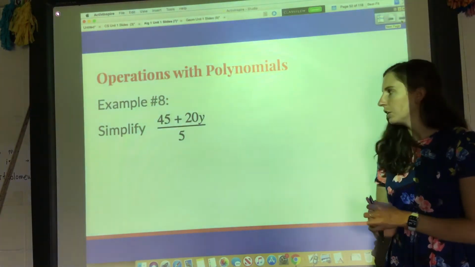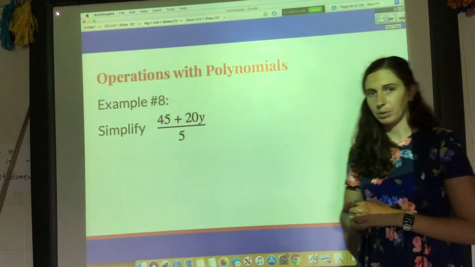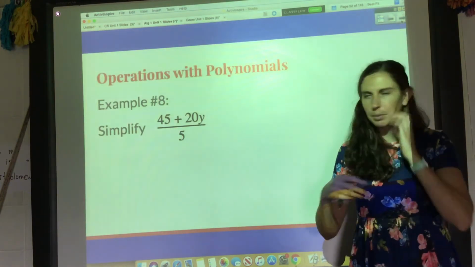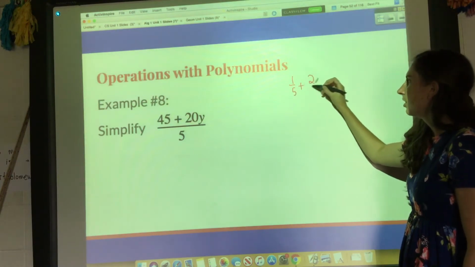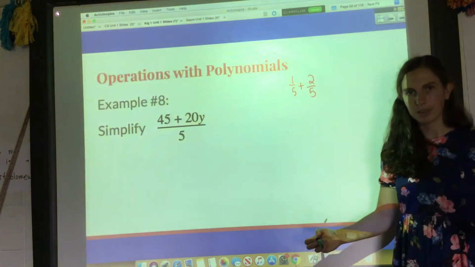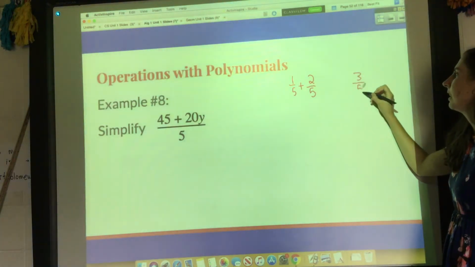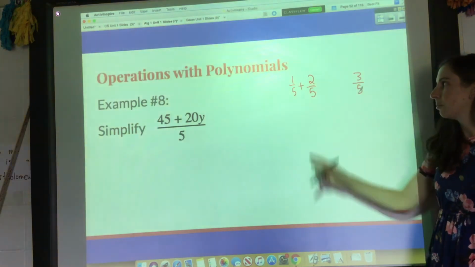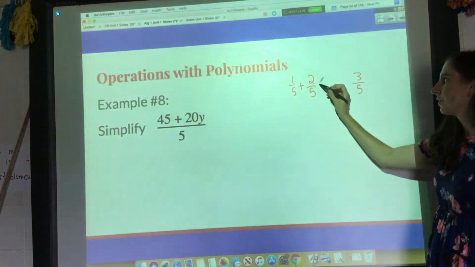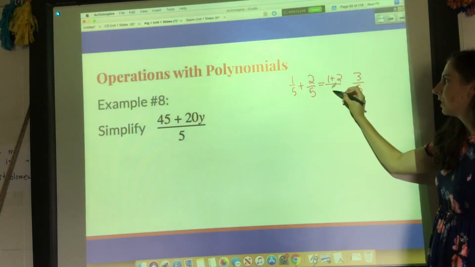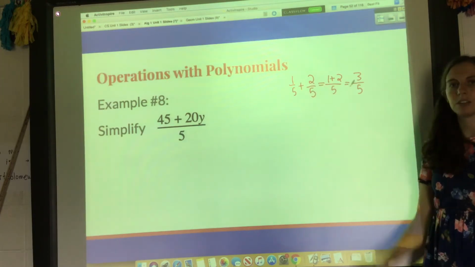All right, let's try a few division problems. When you are dividing polynomials, let's think about fractions for a second. Like if I had 1/5 plus 2/5, what would that be? I think we all know that would be 3/5, but how did we get there? We got there by combining 1 plus 2 all over that 5. The denominator stayed the same. We combined the 2 numerators.